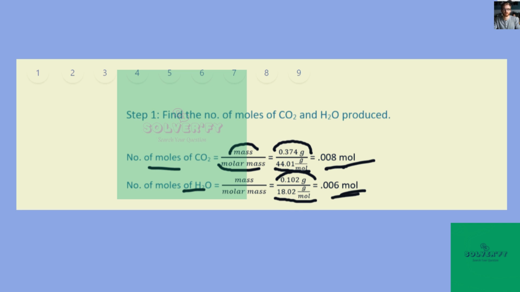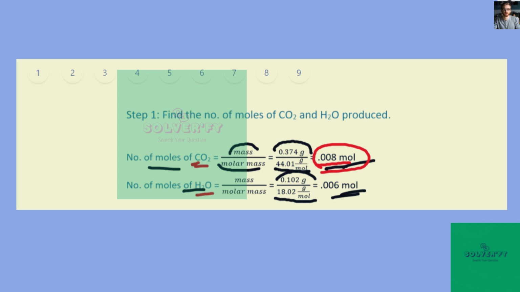Now we have to find the number of moles of C and H in these moles of CO2 and H2O. So how can we do that? In one molecule of CO2, we have one carbon. That means one mole of carbon dioxide will produce one mole of carbon. Similarly, 0.008 mole of carbon dioxide will produce the same number of moles of carbon.